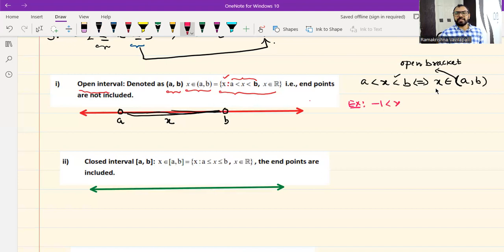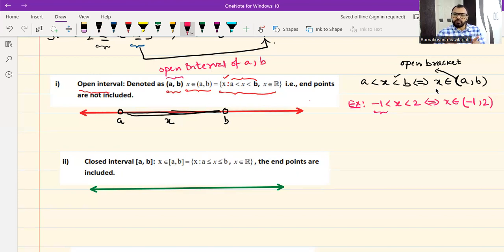-1 less than x less than 2. So this is the same as expressing in the interval form that x belongs to, you start with the left hand value -1, you keep -1 with an open bracket and 2 with an open bracket. So read as open interval -1 comma 2. So this is read as open interval a comma b.